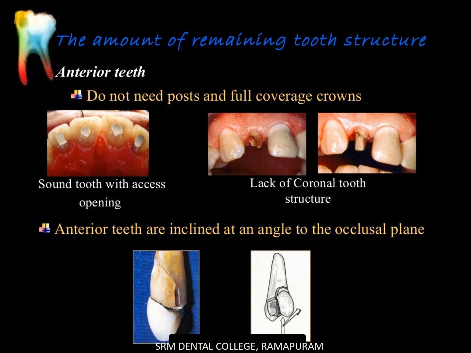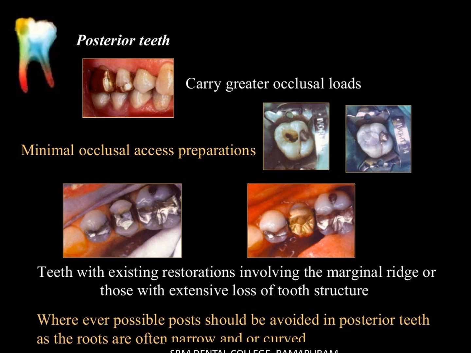We do not need posts and full coverage crowns for a sound tooth with accessibility and no lack of coronal structure. Where there is more lack of coronal structure, that is when we will go for a post followed by a full coverage crown. Anterior teeth are inclined at an angle to the occlusal plane, so there won't be much occlusal load directed to the tooth.